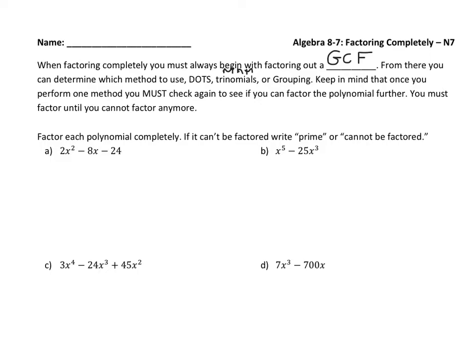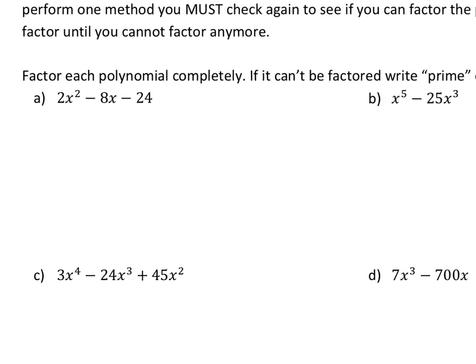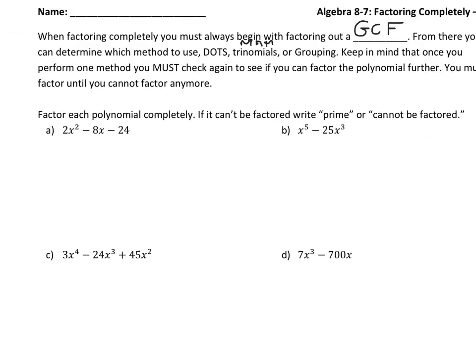We start with our GCF, and then we take a look and see, is it a binomial, trinomial, or four terms? And then we can determine, are we going to use dots? Can we use MAM to factor the trinomial? Or are we going to use grouping? Okay, so always start with the GCF. We're going to do a few of these together, and then you're on your own. Factor each polynomial completely. If it can't be factored, write prime or cannot be factored.